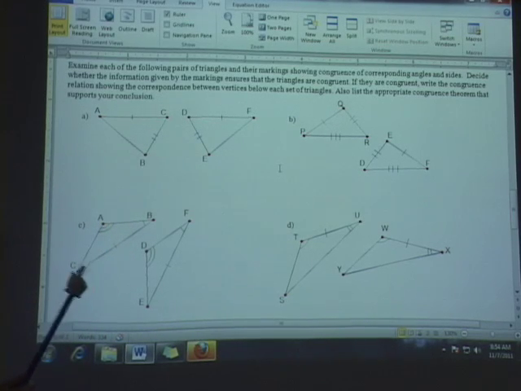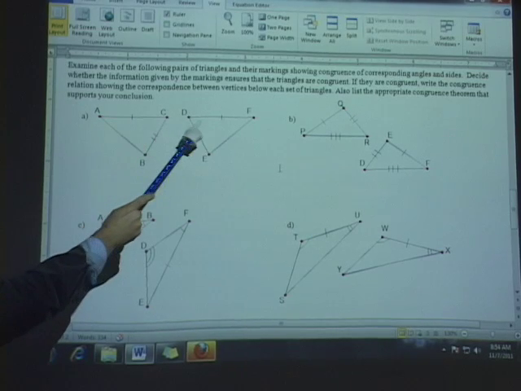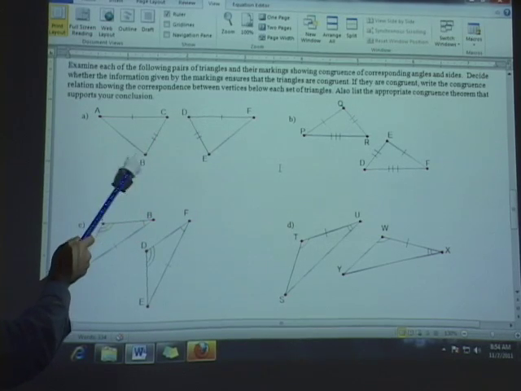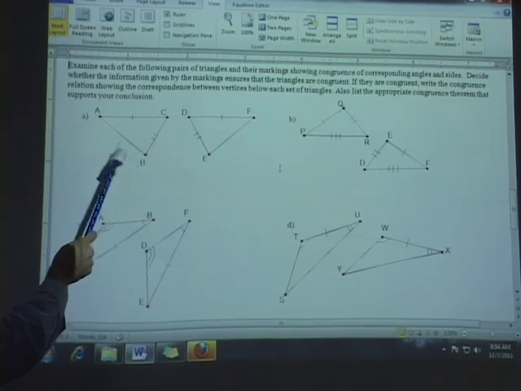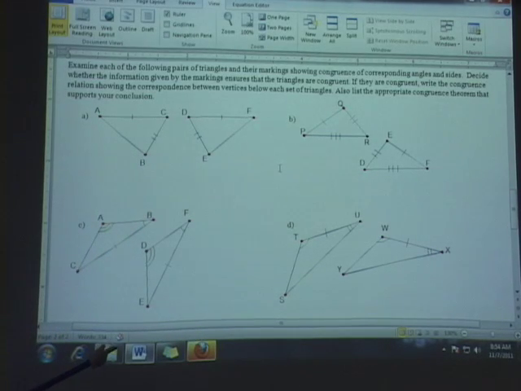There's nothing else in this diagram that indicates angles, however. So there is not enough information to compare this one with this one to say this triangle is congruent to this triangle. There's not enough information. So this one is not congruent to this one, even though they look that way. Don't let the diagram fool you. If there's not enough information, we can't conclude they're congruent. Let's go to part B.